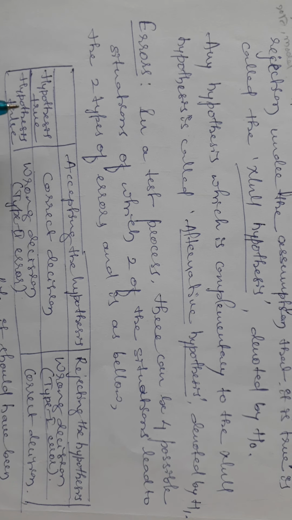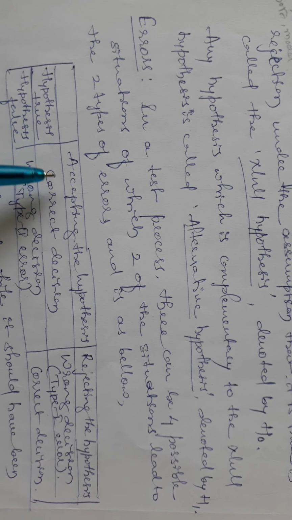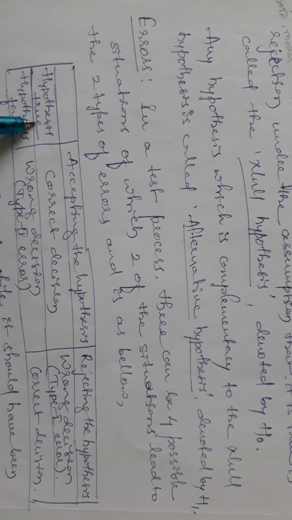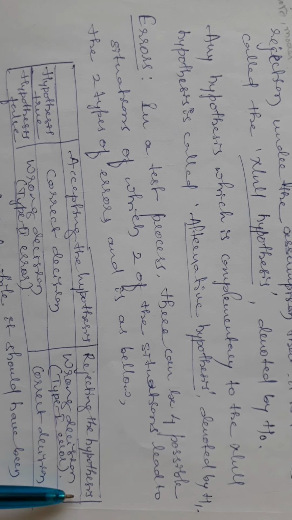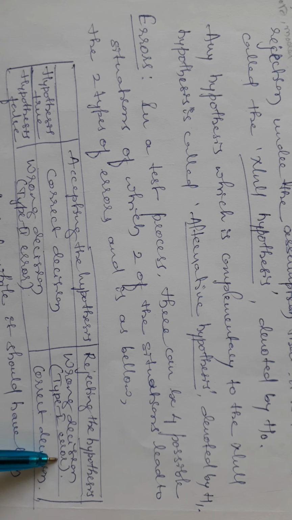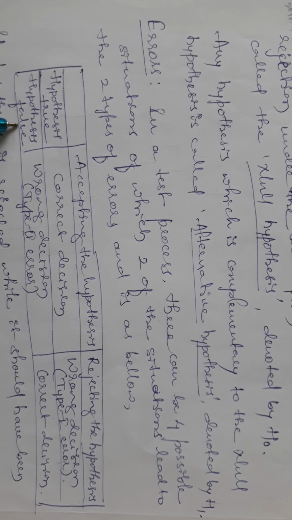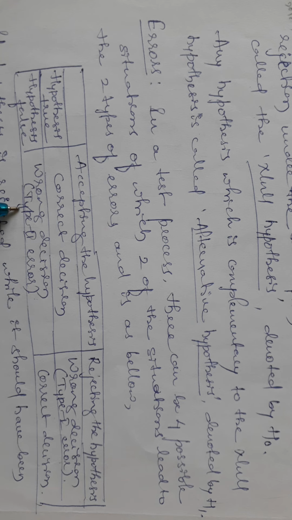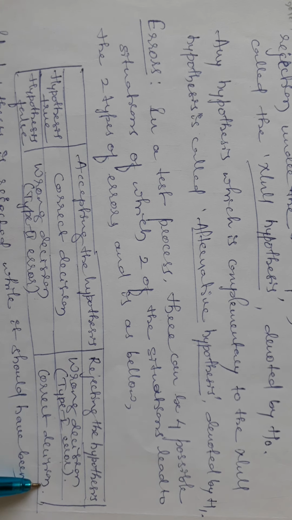That is, if the hypothesis is true, accepting that hypothesis is the correct decision. If the hypothesis is true, rejecting that hypothesis is the wrong decision. This situation is the type 1 error. If the hypothesis is false, accepting that hypothesis is the wrong decision. This situation is the type 2 error. And if the hypothesis is false, rejecting the hypothesis is the correct decision.